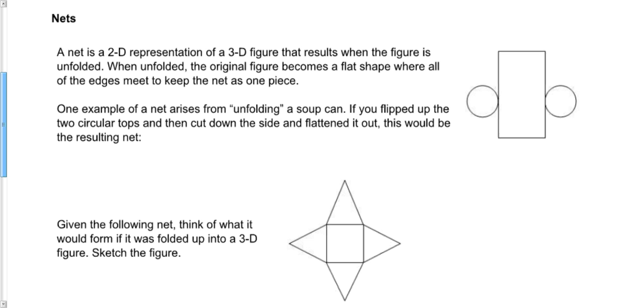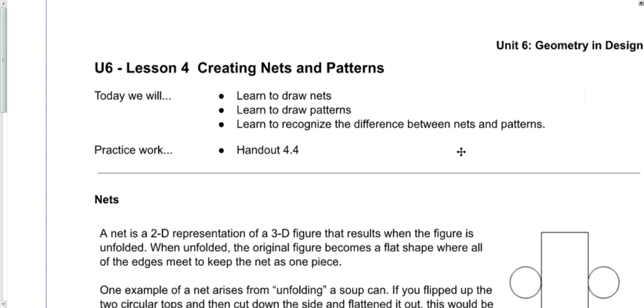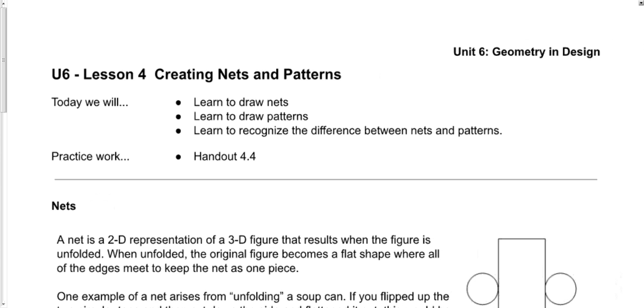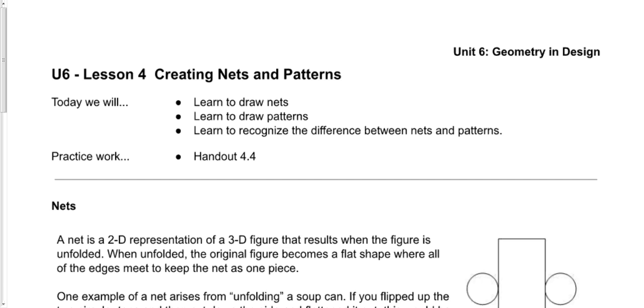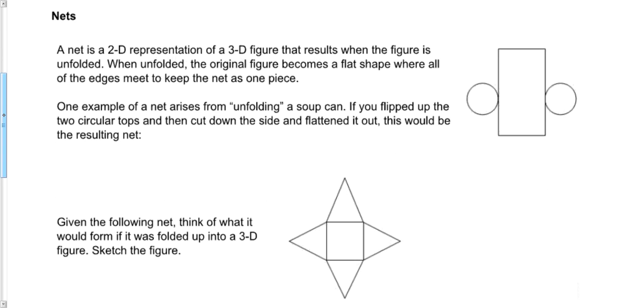So one example of a net arises from unfolding a soup can. If you were to flip up the two circular tops and then cut down the side and flatten it out, it would look very similar to this piece right here, where you'd have the top of the soup can, the bottom of the soup can, and this here would represent the side of the soup can. Okay?